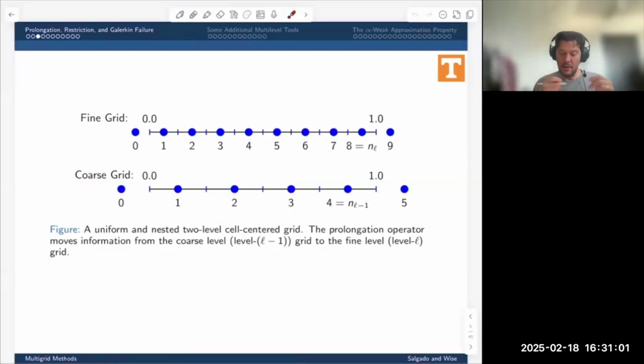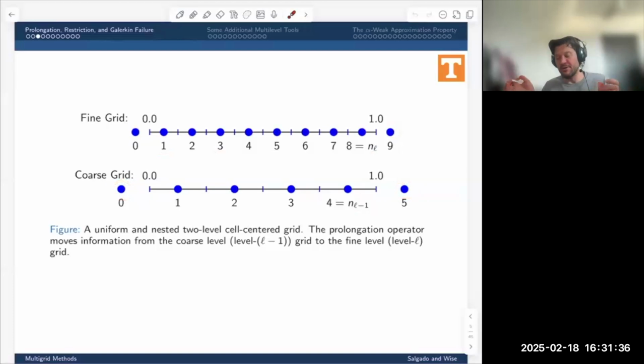So here's a typical 2-level grid. We have some fine grid, and in this case, it has exactly 8 degrees of freedom, N_L equals 8. We have these interior vertices, which are called cell-centered points. And of course, we have 2 ghost cells, as we've talked about. That's on the fine grid. And on the coarse grid, we have exactly half the number of degrees of freedom. In this case, N_L equals 4. We also have 2 coarse grid ghost cells.